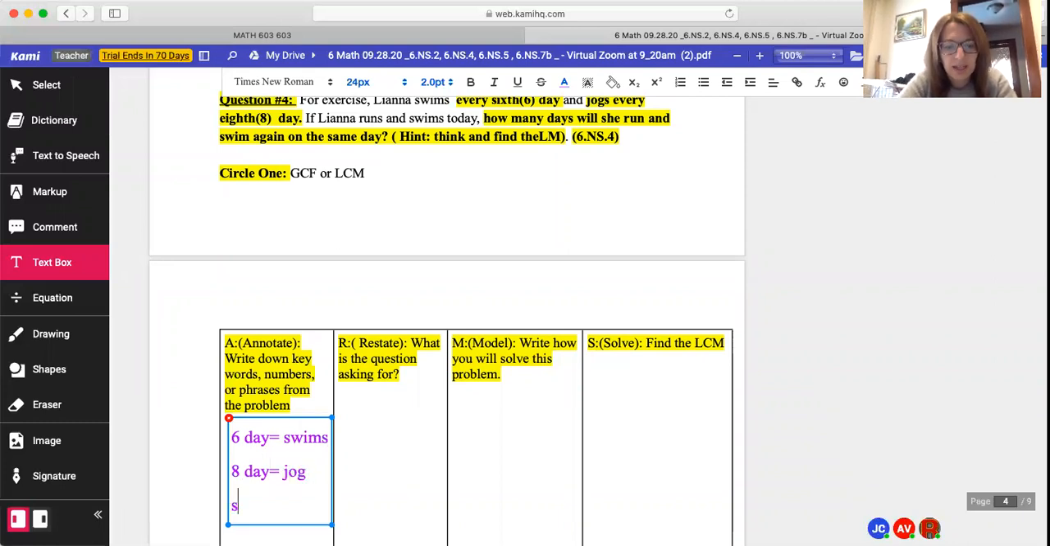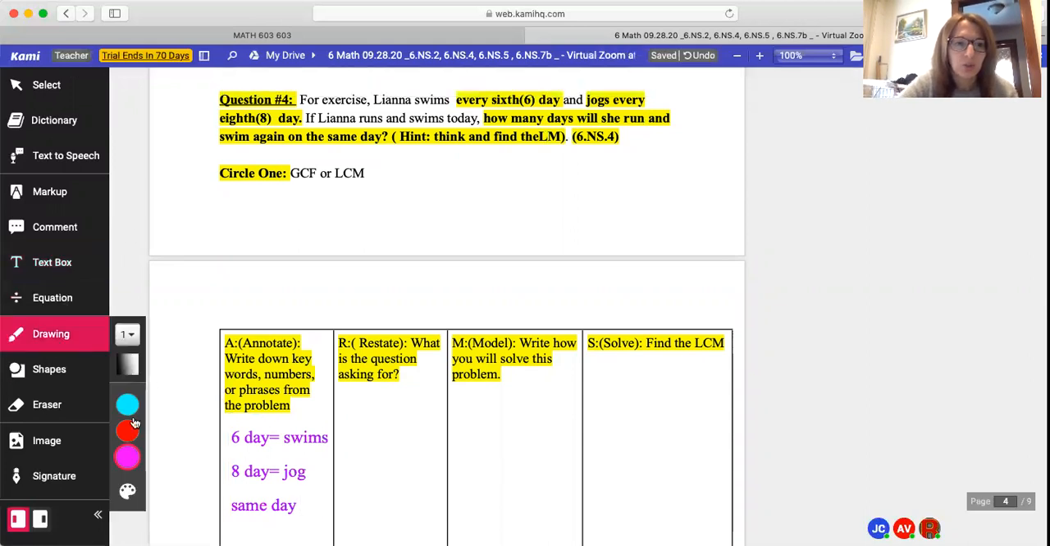And I want to find when will they be together on the same day. Okay, if you look here, it says think and find the LCM. So obviously, we want to know when will they be reunited. So we are going to have to find the LCM of these numbers.